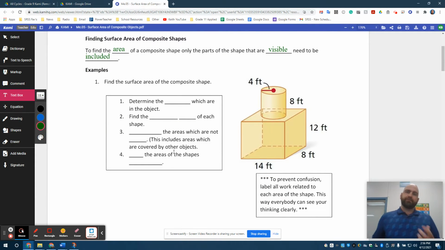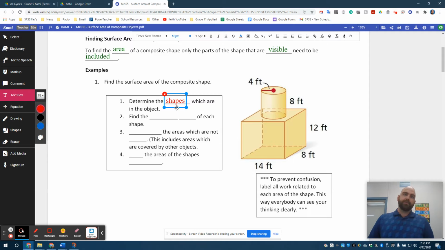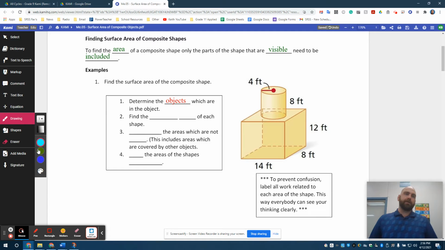So let's take a look at the first one here. The first shape that we're going to look at is this composite shape right here. To find the surface area of that, we need to first determine the objects which are in this composite object. Which regular 3D objects do we see? Well, we have two different objects right here. The first one is this one on top, and the second one is the one underneath.